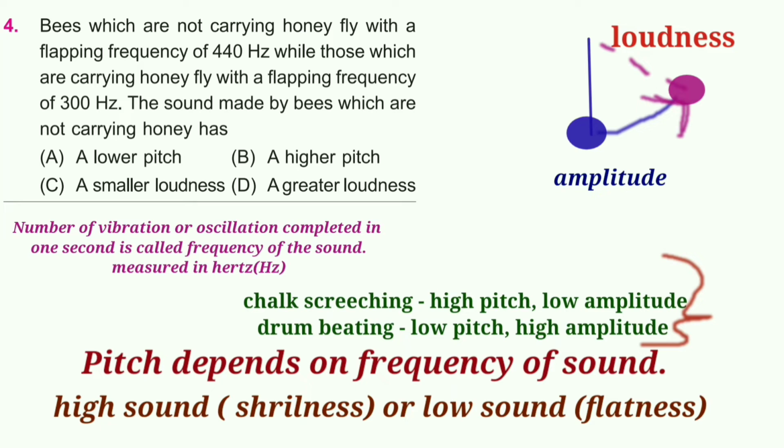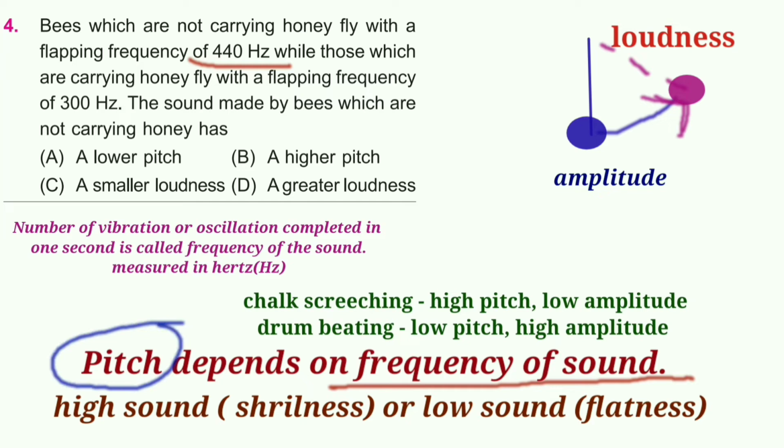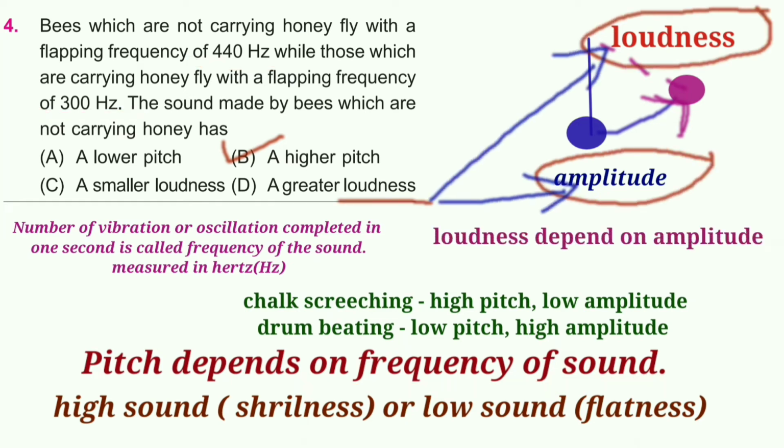Now the question is very clear. 440 Hz means higher frequency. Frequency is responsible for the pitch of the sound. Bees which are not carrying honey flap with a frequency of 440 Hz, which is greater than 300 Hz. So the sound made by bees which are not carrying honey has a higher pitch. Option B is correct. Honeybees that are carrying honey have 300 Hz, so their sound has a lower pitch. Loudness does not depend on Hz.